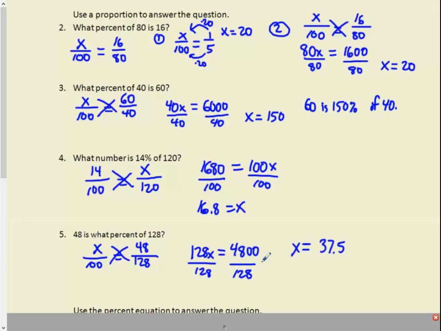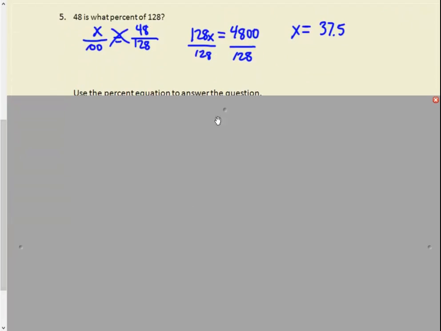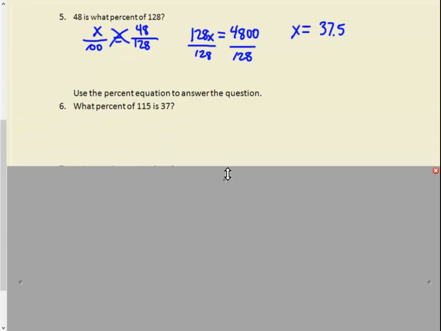So we have 48 is 37.5% of 128. Does that make sense? Well, 37.5% is a little more than a third, and 48 is certainly a little more than a third of 128. So it makes sense. It checks.